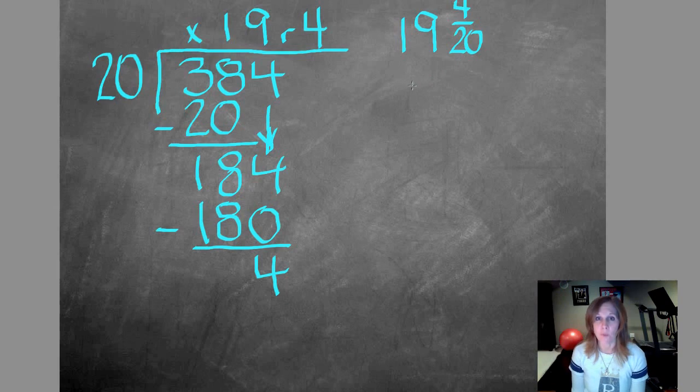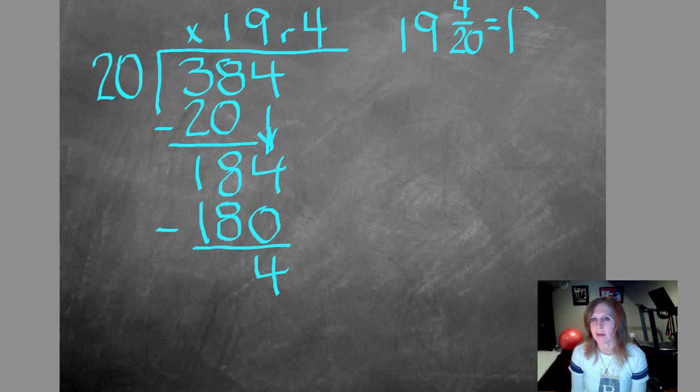19 and 4/20. Because every night we have 19 groups of 20 in this quotient, and we have 4 left over because we don't have enough to make another group of 20. So I have 4 of the 20 needed to make another group. Now, I would want to simplify that.